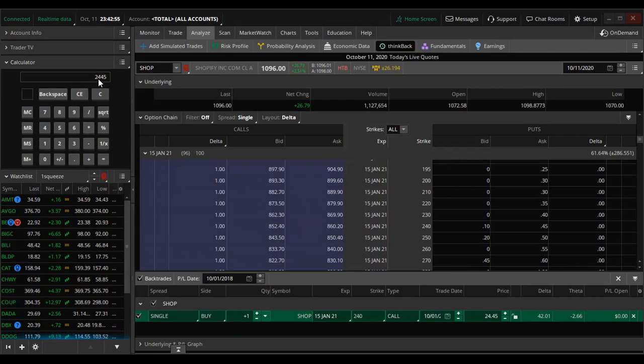So if you would have had one contract of this and you held it all the way until today, your $2,445 investment would have gained $83,185. And that total does not include the price that you paid for the contract.